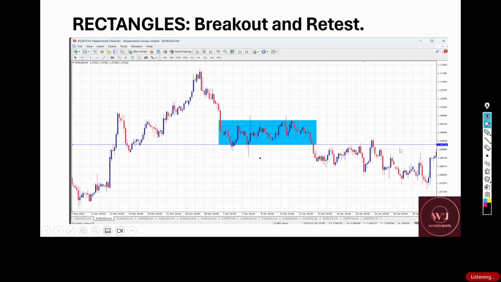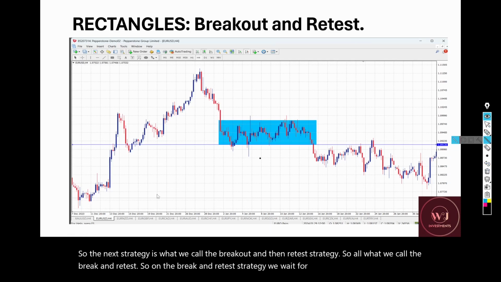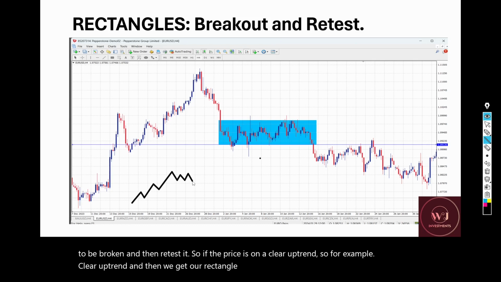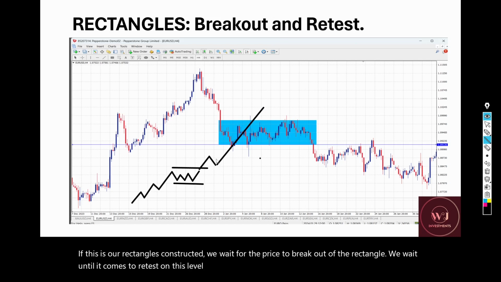So the next strategy is what we call the breakout and then retest strategy, or what we call the break and retest. So on the break and retest strategy, we wait for the rectangle to be broken and then retested. So if the price is on a clear uptrend, and then we get our rectangle pattern. If this is our rectangle constructed, we wait for the price to break out of the rectangle. We wait until it comes to retest on this level, and then we can be able to make a trade from that level.